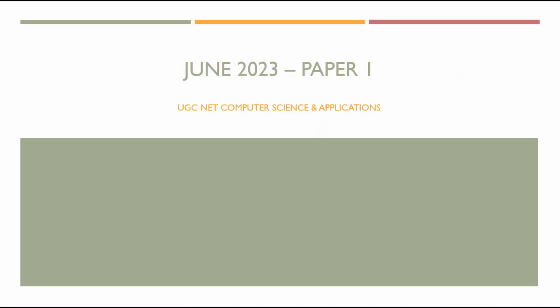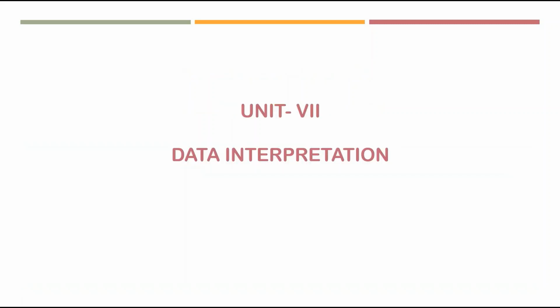Hello viewers, in this video we will discuss paper 1 solutions from the June 2023 question paper of UGC NET Computer Science and Applications. Let's start with Unit 7, Data Interpretation.